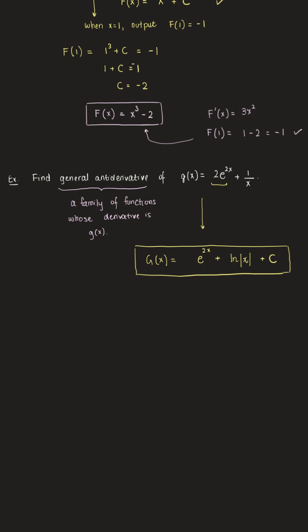And we can always check. I'll do this in, I don't know, gray. So our check is, well, let's take the derivative of the function we came up with. When we take the derivative of e to the 2x, we're going to again use the chain rule. So the derivative of e to the 2x is itself, and we multiply by the derivative of the inside, which is 2. And we know the derivative of the natural log of x is 1 over x, and the derivative of c is 0. So we have found the correct antiderivative.